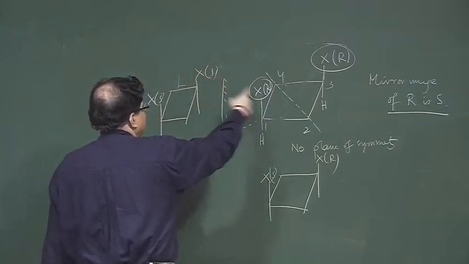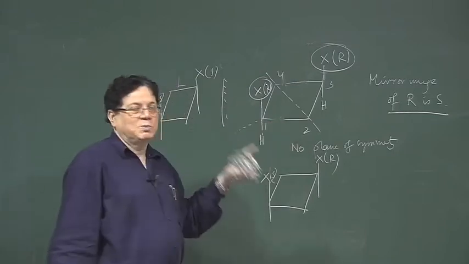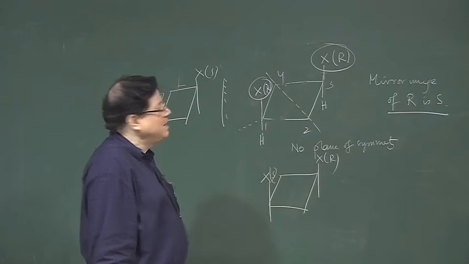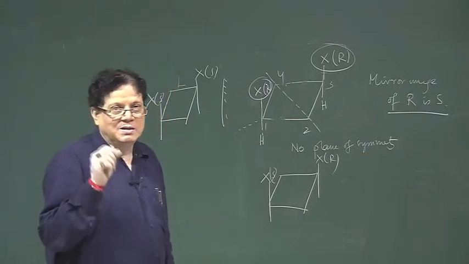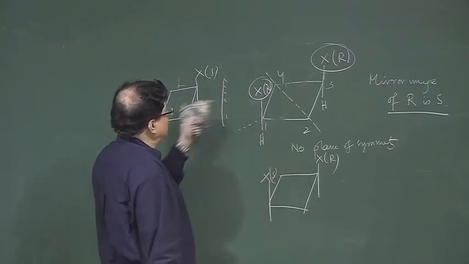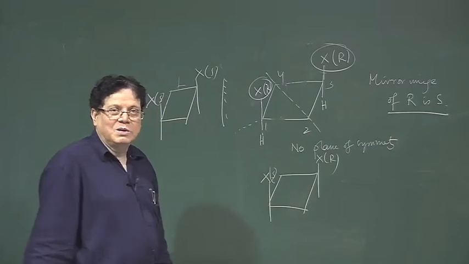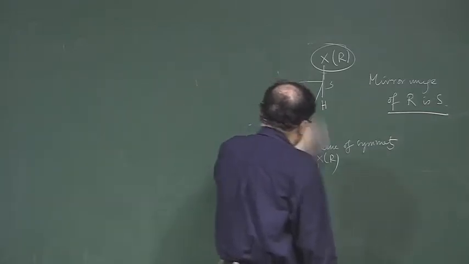Now, S cannot superimpose on R. So, this is the mirror image of this, non-superimposable. So, it cannot have any type of symmetry. It does not have i, it does not have sigma, it does not have S also. Okay. That is another way to do the problem.